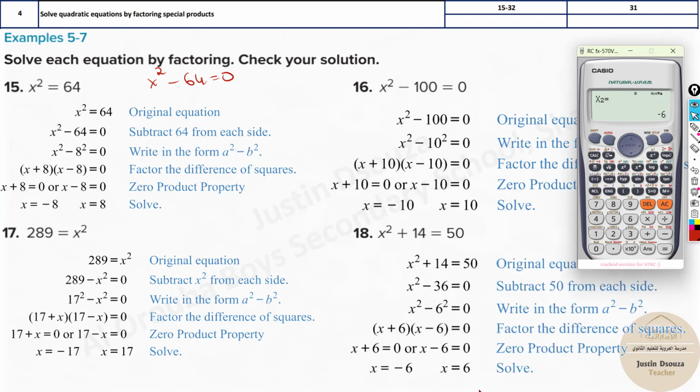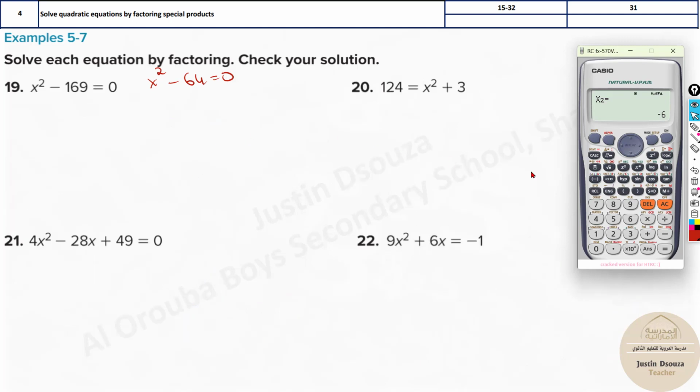6 and minus 6. The answer, yes. Same way, please do all the problems. If there are three terms, we know how to do it already. We have solved it up. So you just have to put, say, over here 4, minus 28 and lastly 49.